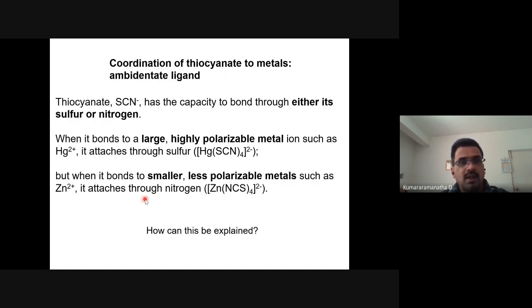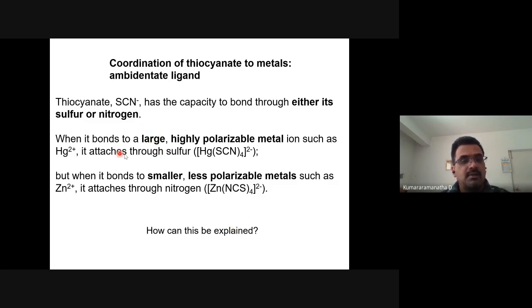At the same time, many of you are aware of the thiocyanide molecule. Thio means sulfur, cyanide is CN, so you have SCN. This thiocyanide molecule can have two binding options. If you bring in any metal, like any transition metal, it can bind to the metal either by sulfur or by nitrogen. What happens if you take mercury ion? It prefers binding with sulfur. If you take zinc, it binds through nitrogen. How do you explain this?